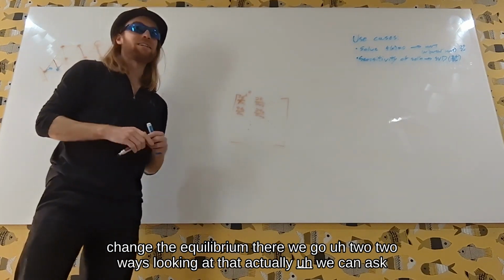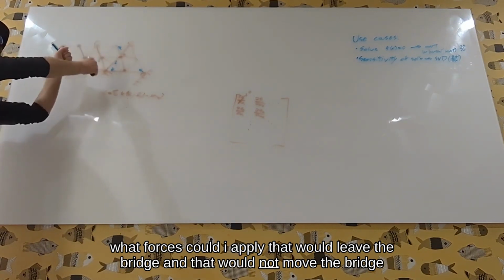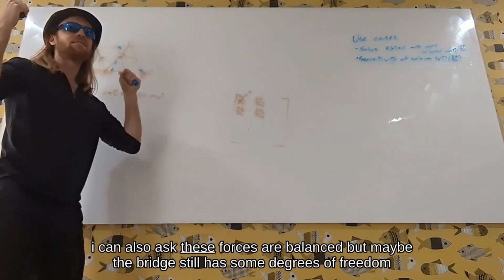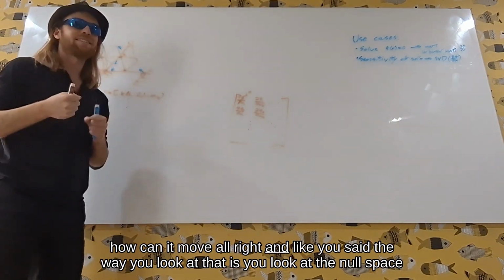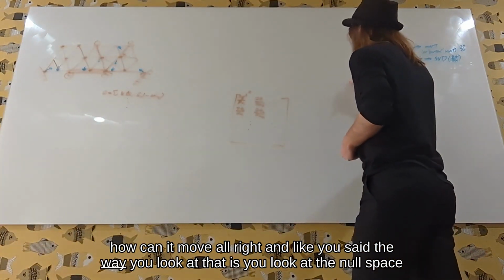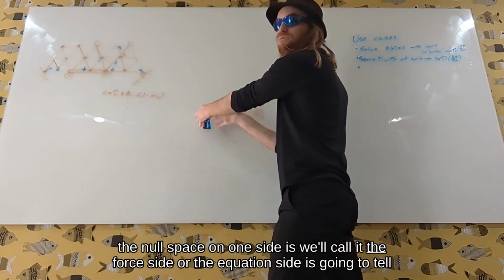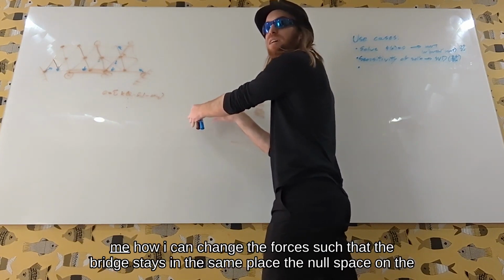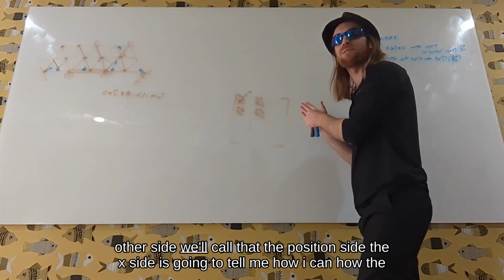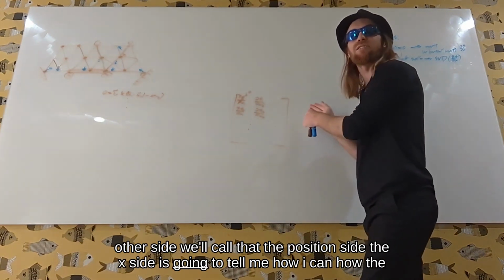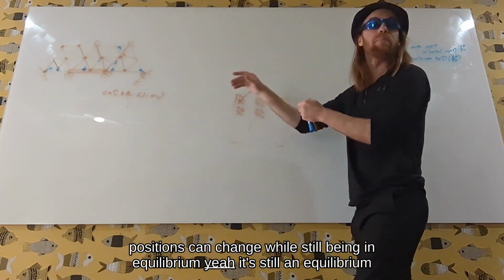Two ways of looking at that actually. We can ask, what forces could I apply that would not move the bridge? I can also ask, these forces are balanced, but maybe the bridge still has some degrees of freedom. How can it move, right? And like you said, the way you look at that is you look at the null space. The null space on one side, we'll call it the force side, or the equation side, is going to tell me how I can change the forces such that the bridge stays in the same place. The null space on the other side, we'll call that the position side, or the x side, is going to tell me how the positions can change while still being in equilibrium.